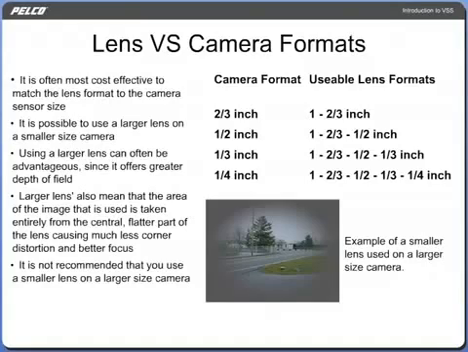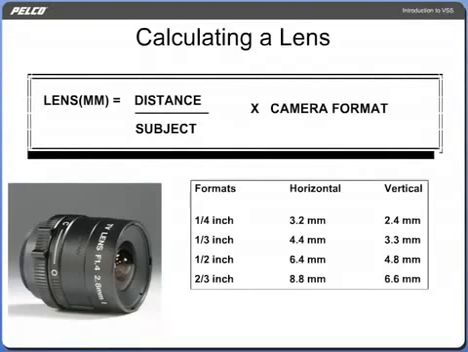Larger lenses also mean that the area of the image that is used is taken entirely from the central, flatter part of the lens, causing much less corner distortion and better focus. It is not recommended that you use a smaller lens on a larger size camera. This illustrates the formulas for calculating a lens.